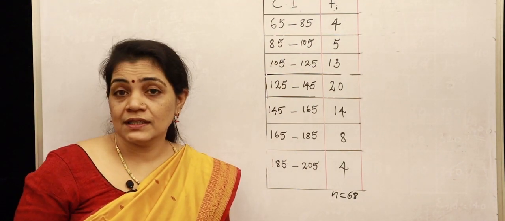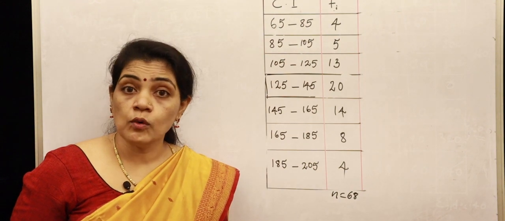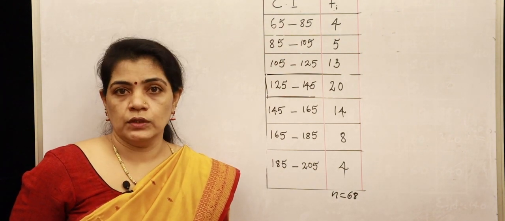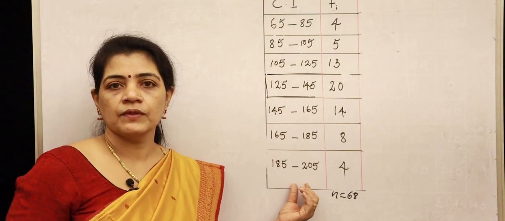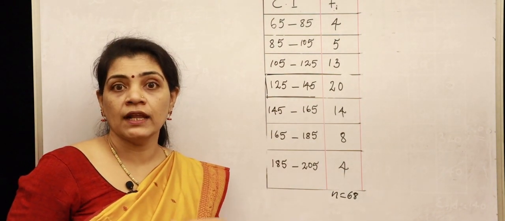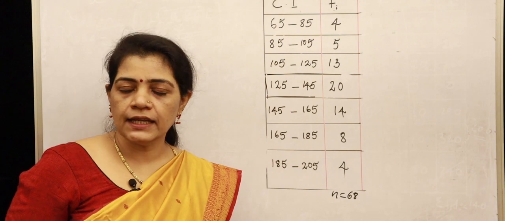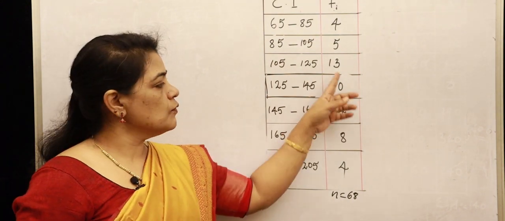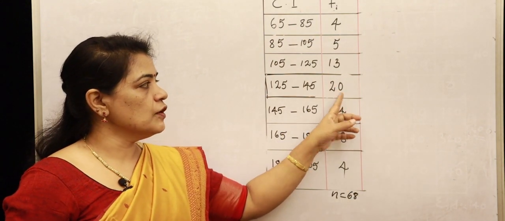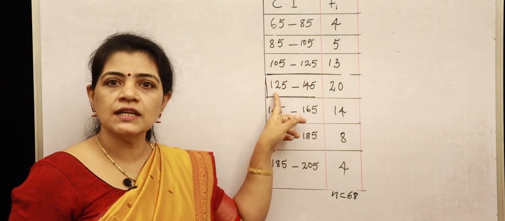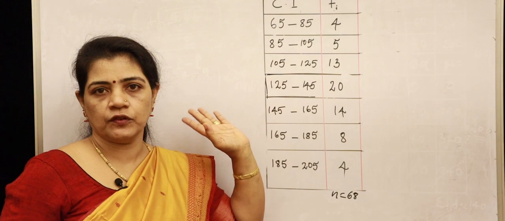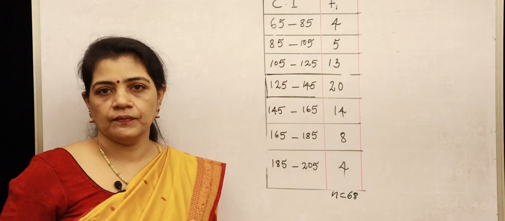Now we are moving to the third measure of central tendency, that is the mode. How to find the mode? Since these class intervals are continuous, we first have to locate the modal class. How to locate the modal class? See the frequency column: the maximum frequency for this problem is 20, and the class corresponding to 20 is 125-145. That is the modal class.